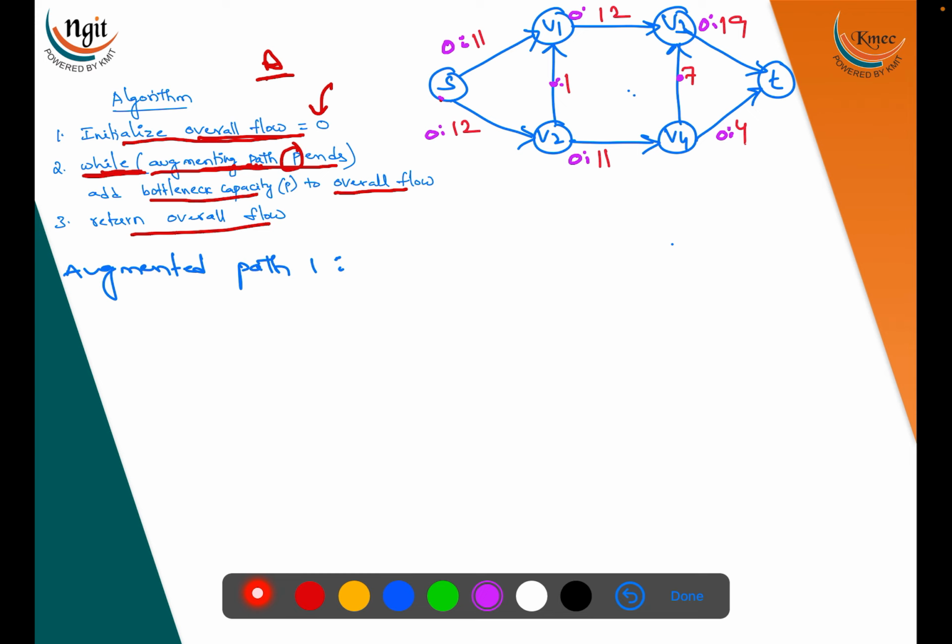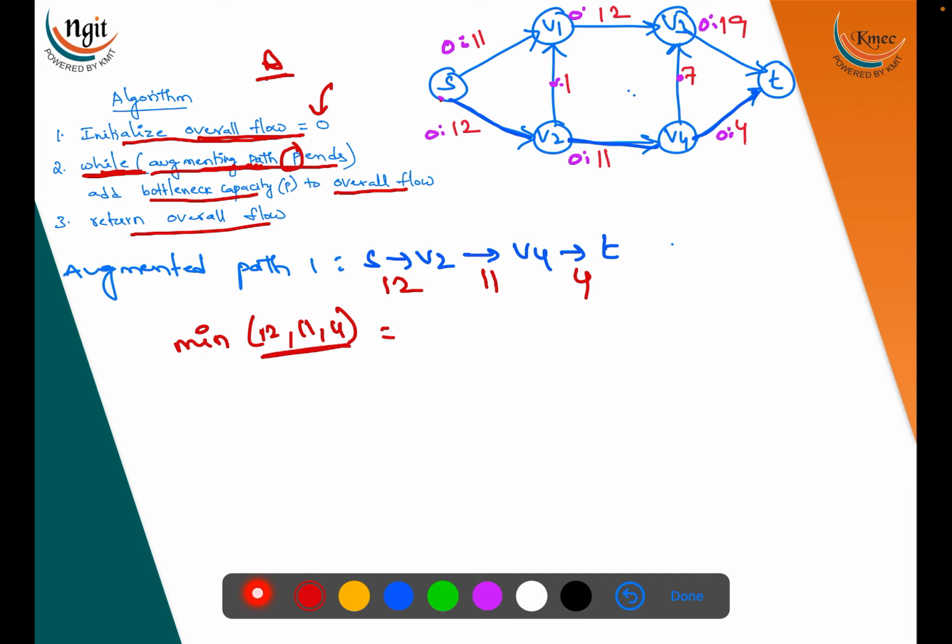Now the path I am considering is S to V2, V2 to V4, V4 to T. This is my first path. What are the capacities? S to V2 has capacity 12, V2 to V4 is 11, and V4 to T is 12. Augmenting path is the path that exists from source to destination. Out of this you calculate the bottleneck capacity, which is the minimum value among these three, that is 4.